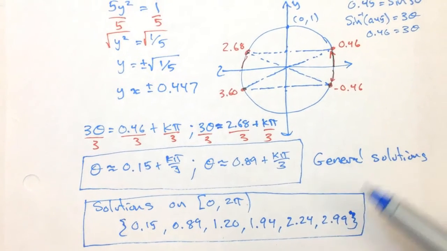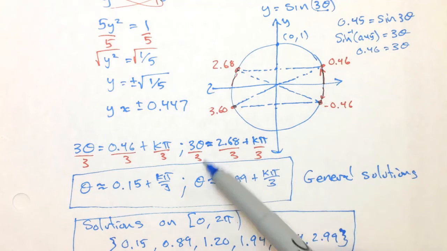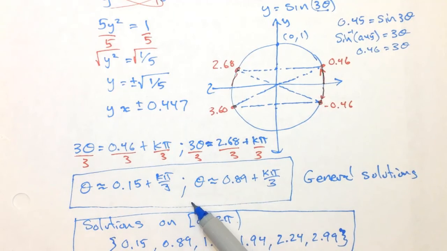I know that having a multiple next to the theta will lead you to always having to solve for theta in your general solutions.